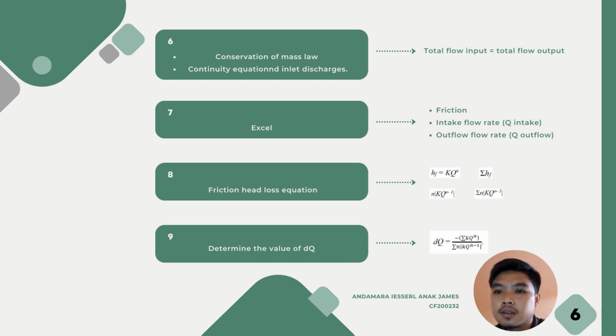To get the real result of the flow for each pipe using the friction head loss equation, we need to calculate HF, and the formula is shown in the figure for each pipe, and also total HF while preserving the flow direction sign. After that, calculate n K Q to the power of n minus 1 for each pipe as well as the total n K Q to the power of n minus 1. Finally, determine the value of dQ. The formula is shown in the figure.